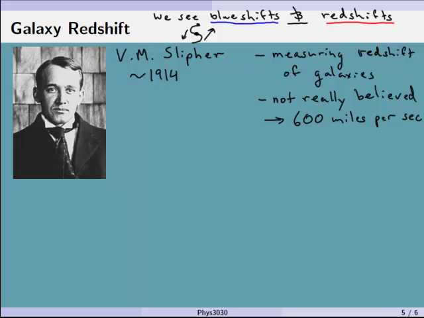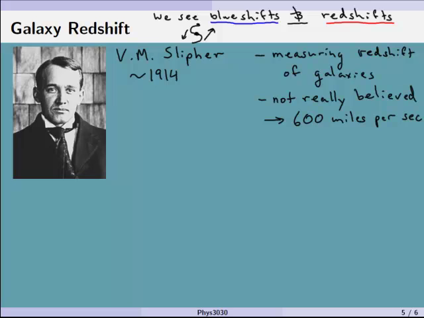So a lot of these measurements he took were kind of poo-pooed. No, it must be something else. There must be some other effect, because 600 miles per second is really, really fast. Okay, so that's sort of where we're standing in 1914.